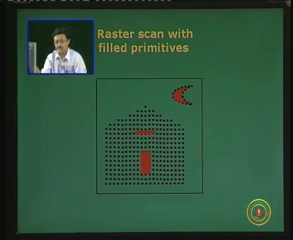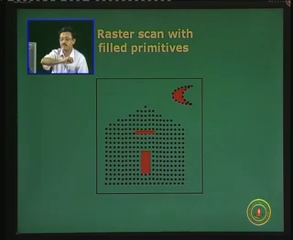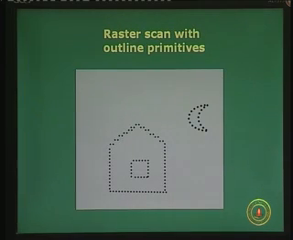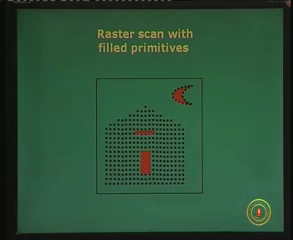You can fill it with vertical lines also, no problem. You can draw a line from anywhere on the screen to anywhere on the screen, but essentially you are only putting points. So, this is a fill primitive where the region is filled with a certain gray shade or color. You can have an outline as drawn here, or you can have a filled primitive as shown here.